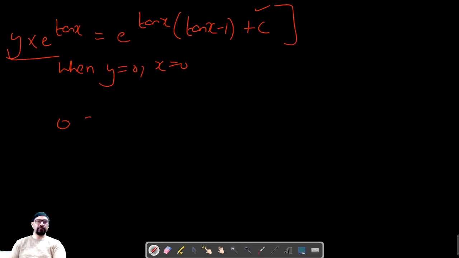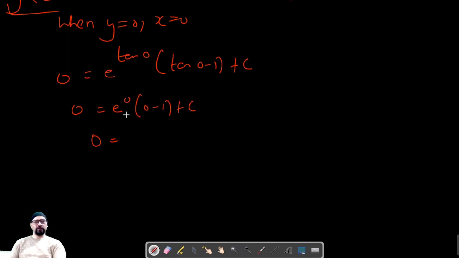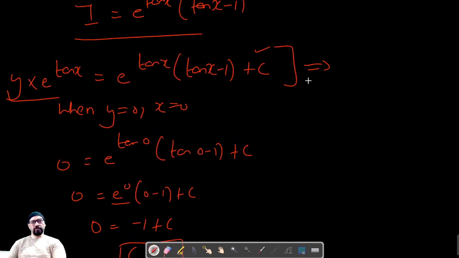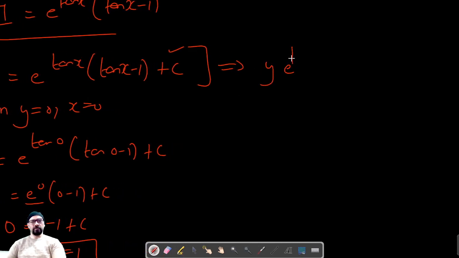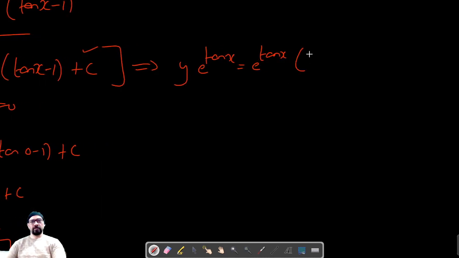So this becomes 0 is equal to e raised to the power tan 0 times (tan 0 minus 1) plus c, which gives us e raised to the power 0 times (0 minus 1) plus c. Since e raised to the power 0 is 1, this is negative 1 plus c, so that means c is equal to 1. This gives us our particular solution: y times e raised to the power tan x is equal to e raised to the power tan x times (tan x minus 1) plus 1.